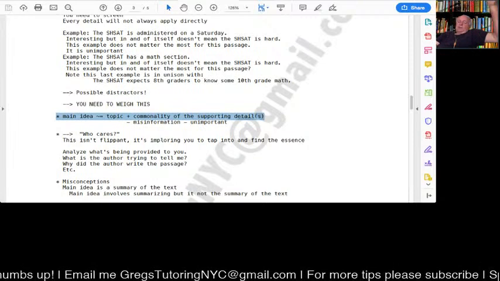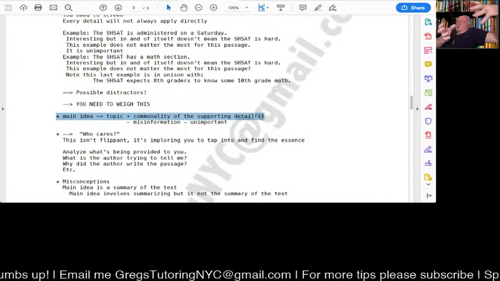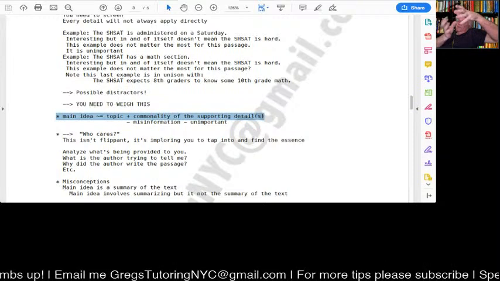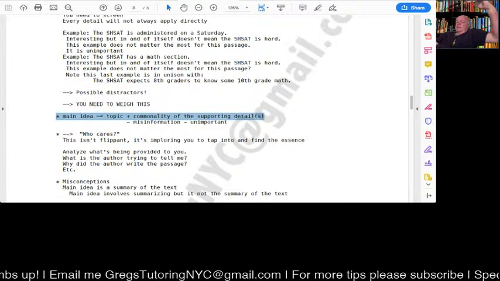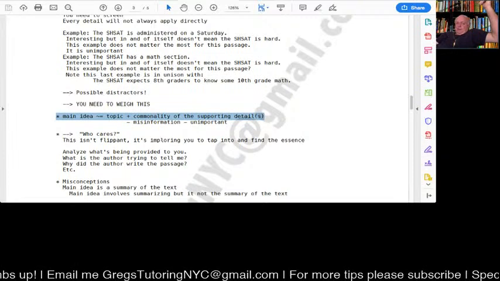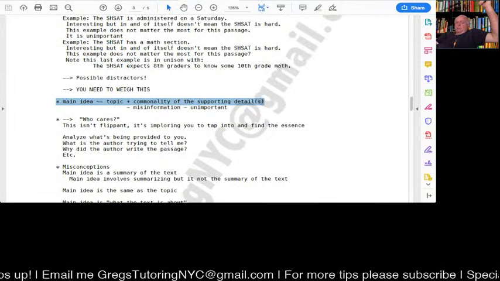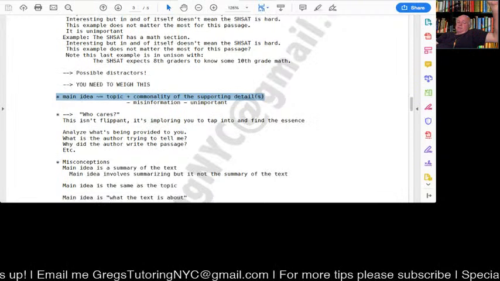So the main idea involves summarizing, and again, if you get back to making things simple but no simpler, you're summarizing it to the tiniest bit. But that's different than the topic when you're talking about the ELA concept of summarizing. Okay, so don't mismatch the words. Again, the main idea is not the topic. It involves the topic, but in and of itself is not the topic.